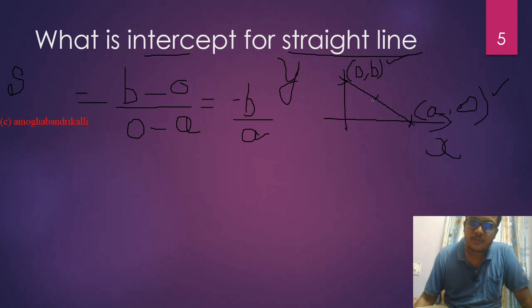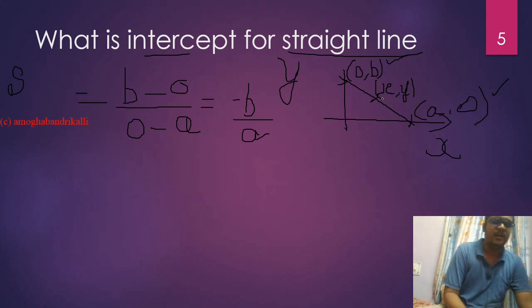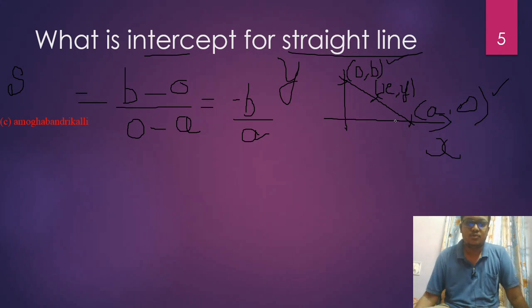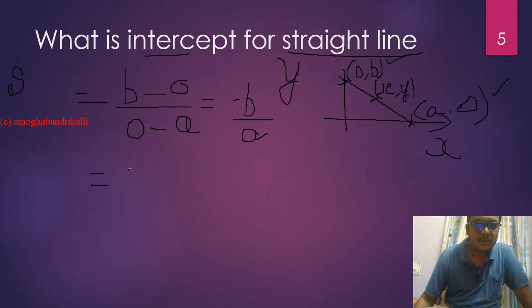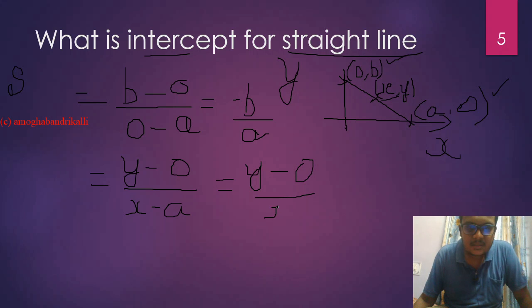So let me take one point, a middle point or any other point, and I am going to name it as (x, y). Any of the values. So now we are going to find the slope for these two points, which is given by y minus 0 and x minus a. So this will be equal to y minus 0 divided by x minus a. This is the slope for this point.